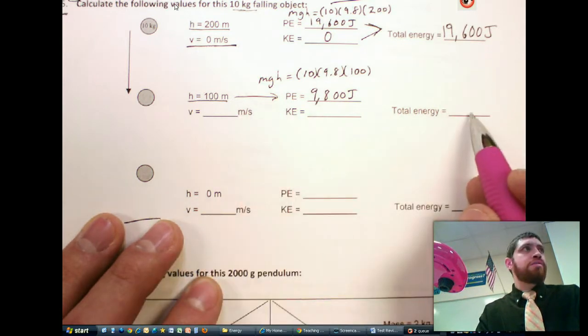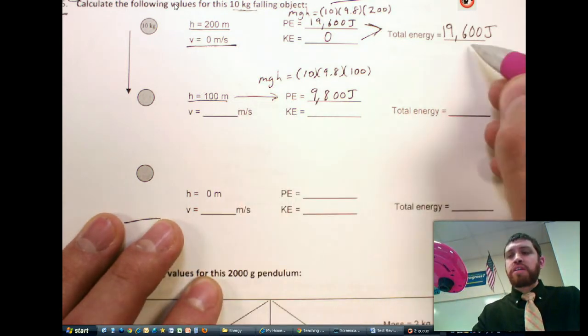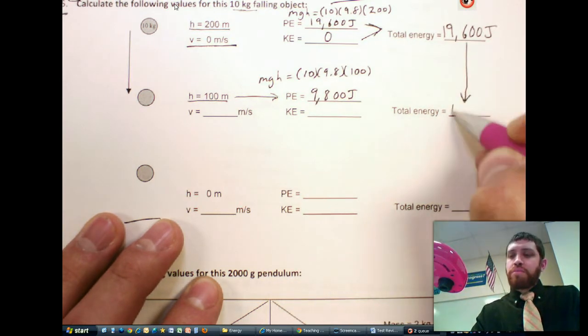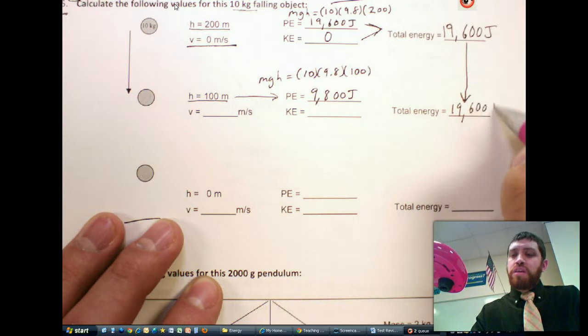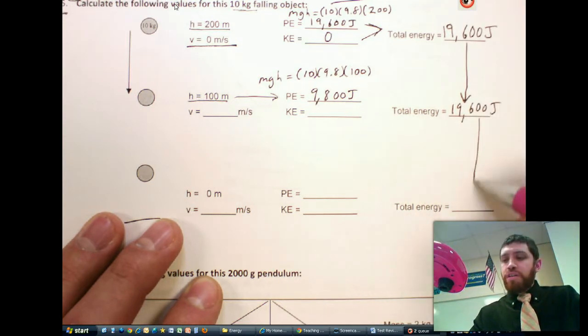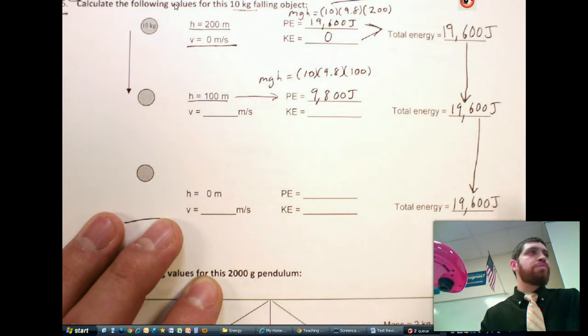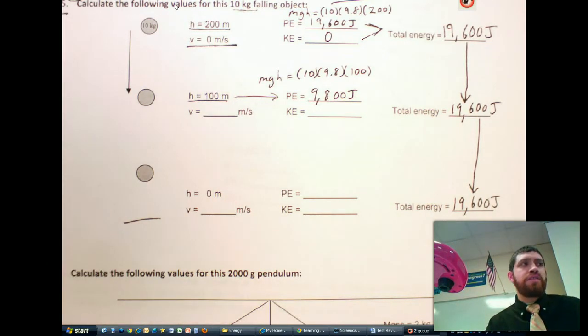We don't quite know the kinetic energy yet because we don't know the velocity, but we do know the total energy because the law of conservation of energy says that if this is the total energy here, then it also has to be the total energy here, and quite frankly, it has to be the total energy here. You can put that on all three of those because conservation of energy says that the total energy doesn't change.